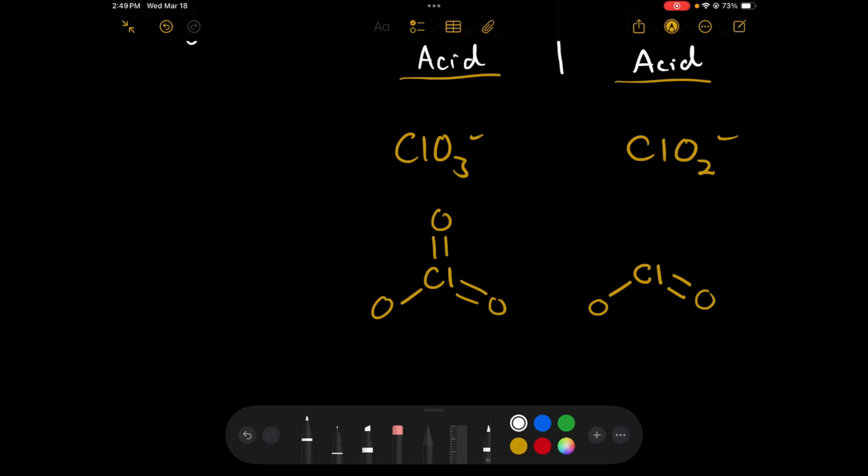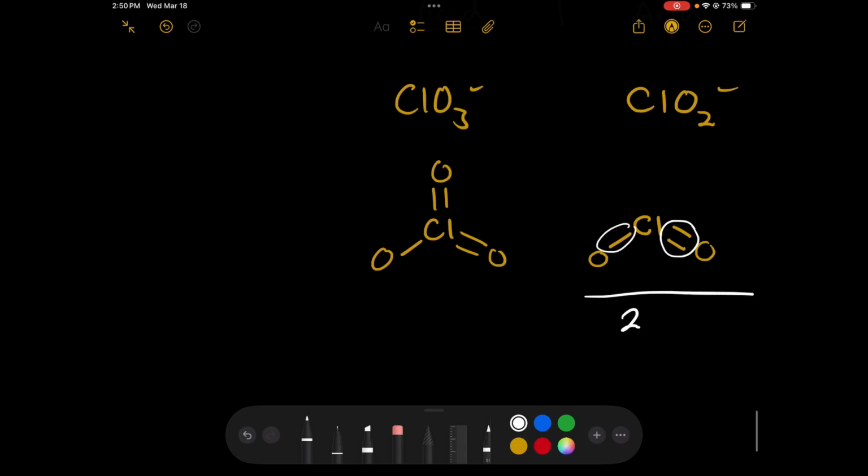The first is what's going on with our double bonds. If we look at this one first, we see that there's a double bond on this side. However, that double bond could just as easily be over here. And what that means is there are two possible resonance structures available for ClO2.